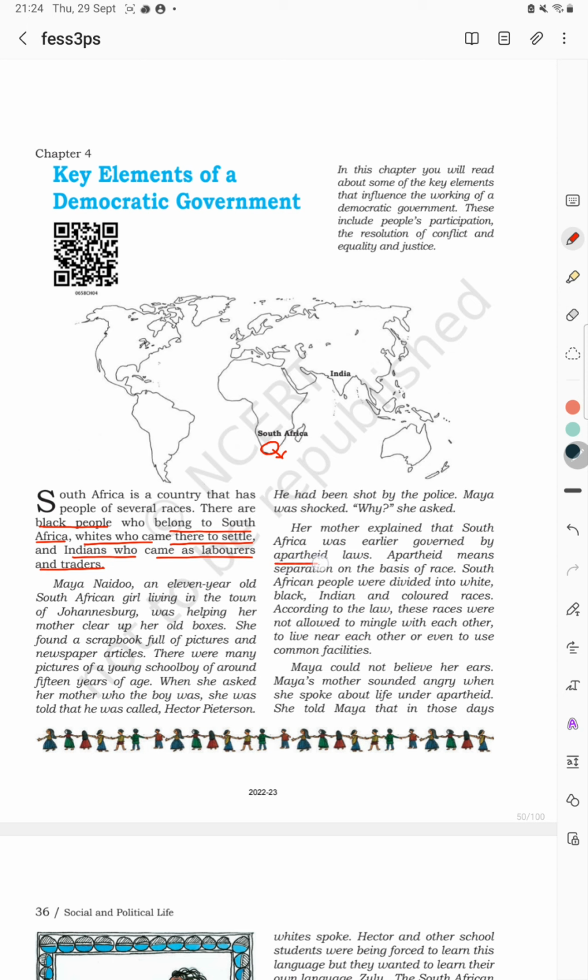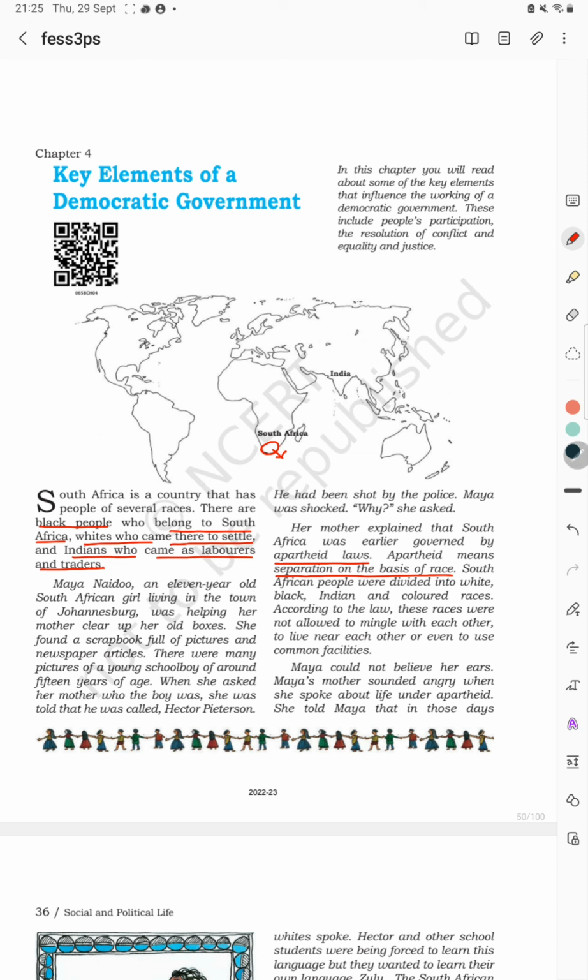Now, what are apartheid laws? Apartheid means separation on the basis of races. That means apartheid laws meant there were different laws for the different races. For example, there were different laws for the black people, different laws for the white people, and different laws for the non-white people. Basically, races were divided into white and non-white. In non-white, there were black people who were the natives of South Africa, and Indians, or the colored people, who came as laborers and traders. So basically, apartheid laws means laws for different races, or laws on the basis of race.